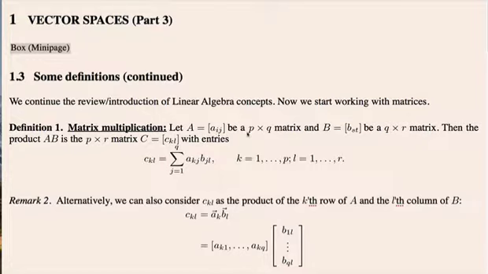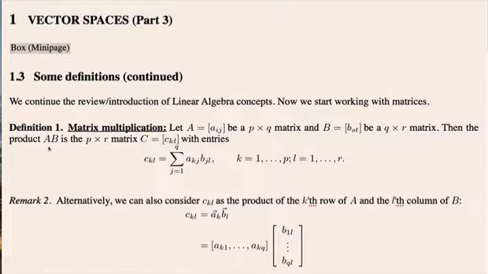If A is a P by Q matrix and B is a Q by R matrix, so that means that the second dimension of A and the first dimension of B match, then the product A times B is a P by R matrix, where P comes from the first dimension of A and R comes from the second dimension of B.